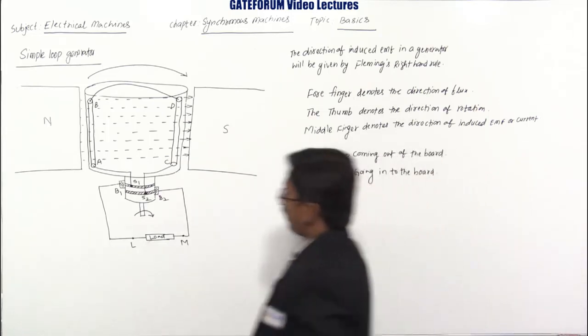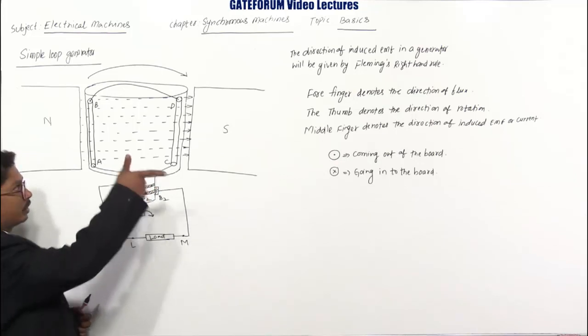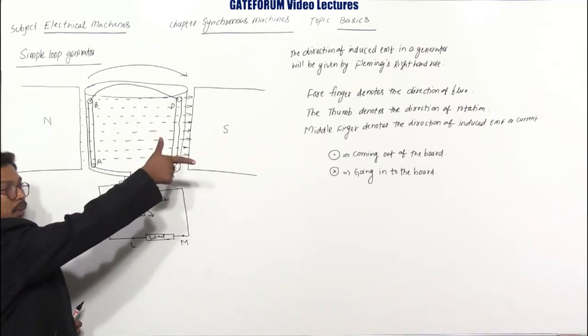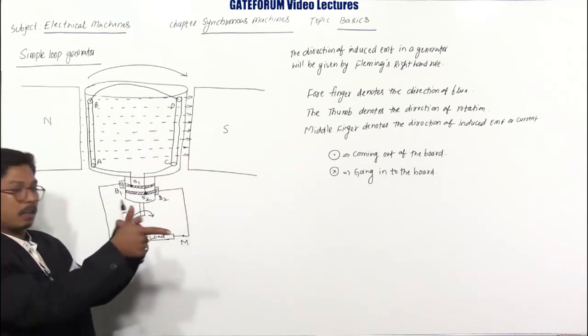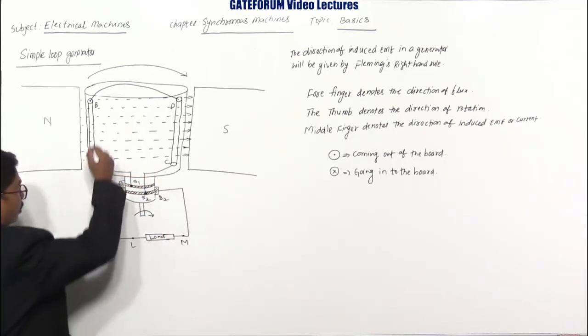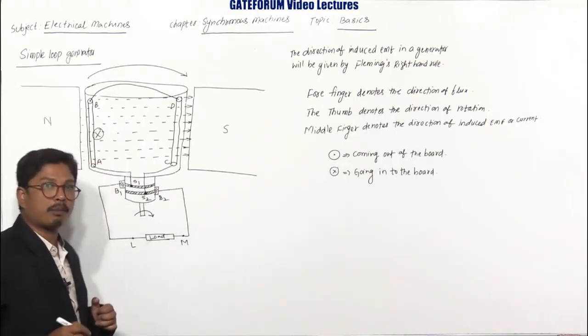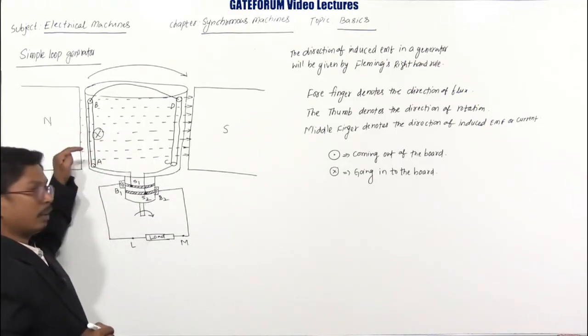Now, do we have a dot current? Because here this is the direction of flux and this is the direction of induced EMF, and the middle finger denotes it is going inward. Inward means it will be cross. So the direction of induced EMF or current in conductor AB will be cross.